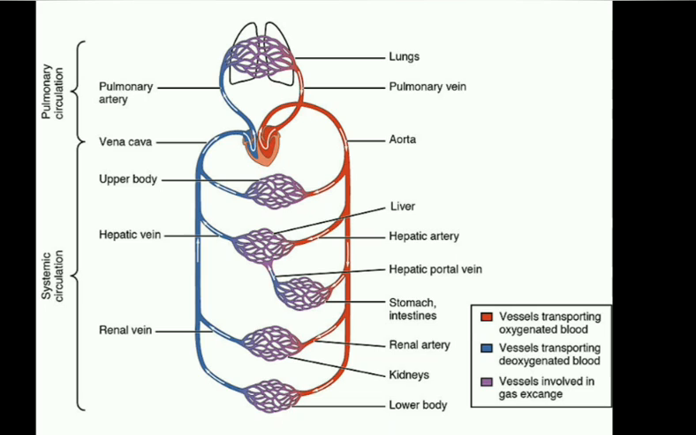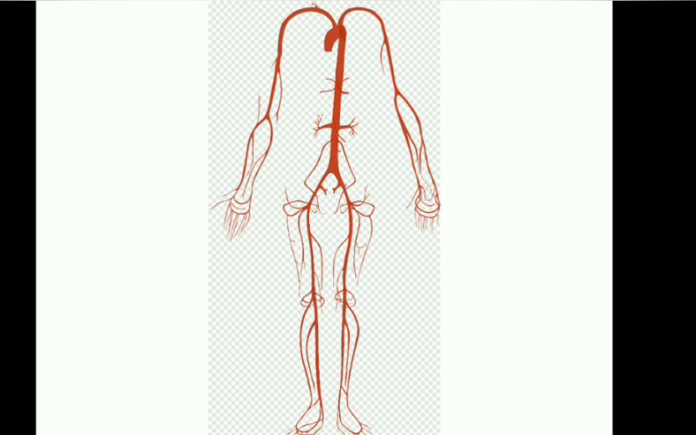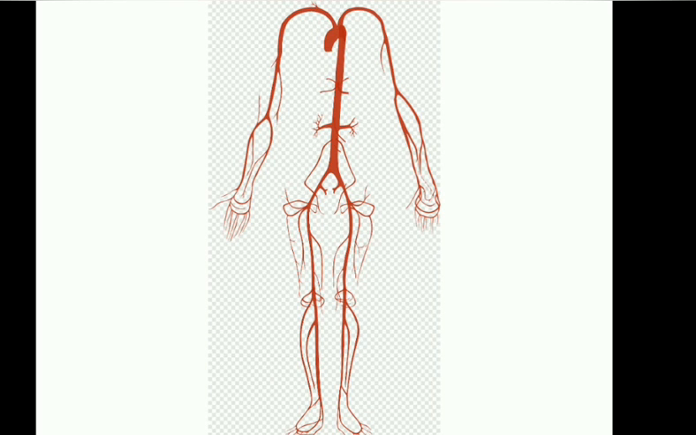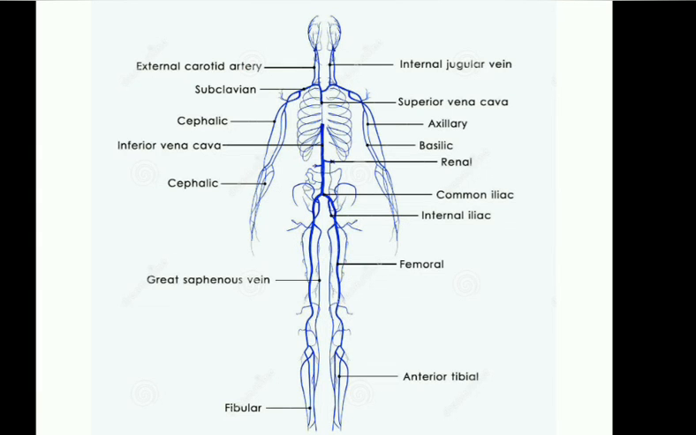And in the systemic circulation, we have blood from the heart to the various body parts via the aorta, and back from the various organs via the vena cava to the heart. Now you can see the proper structure for all the veins, and this was for all the arteries, and this is of all the veins.